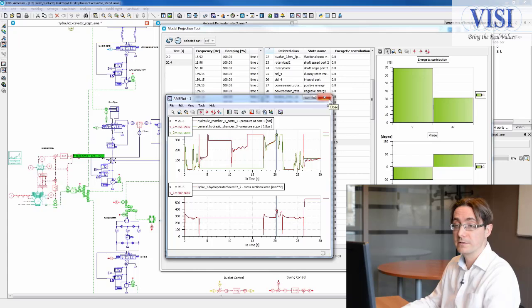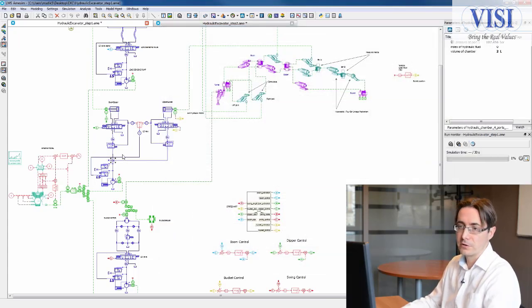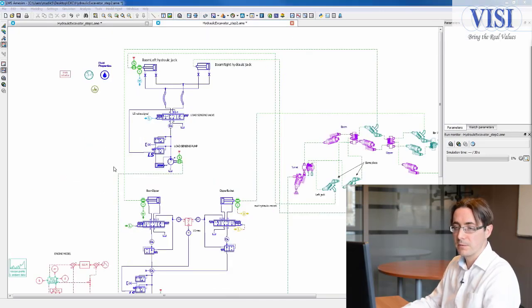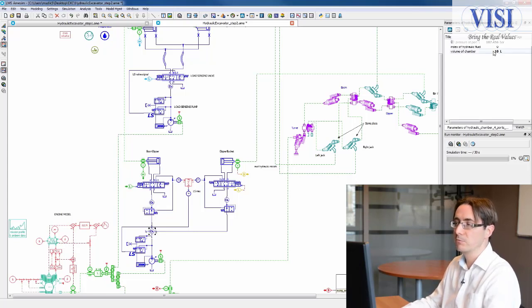That creates the very high frequency. So one solution could be either to reduce the size of the orifice or to increase the volumes. It's what has been done with the step 2 model, where the volume of the chambers has been increased from 2 liters to 10 liters. And as a consequence, the high frequency has been removed and the calculation time has been reduced.